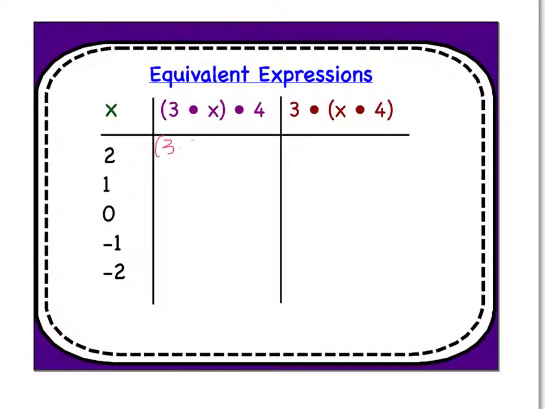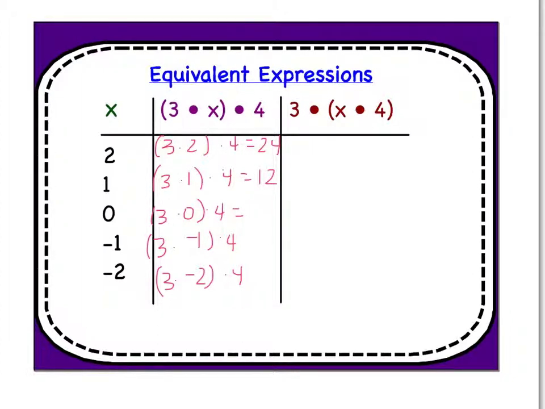So we have 3 times 2 times 4, 3 times 1 times 4, 3 times 0 times 4, 3 times negative 1 times 4, 3 times negative 2 times 4. 3 times 2 is 6, times 4 is 24. 3 times 1 is 3, times 4 is 12. 3 times 0 is 0, times 4 is 0. 3 times negative 1 is negative 3, times 4 is negative 12. 3 times negative 2 is negative 6, times 4 is negative 24.